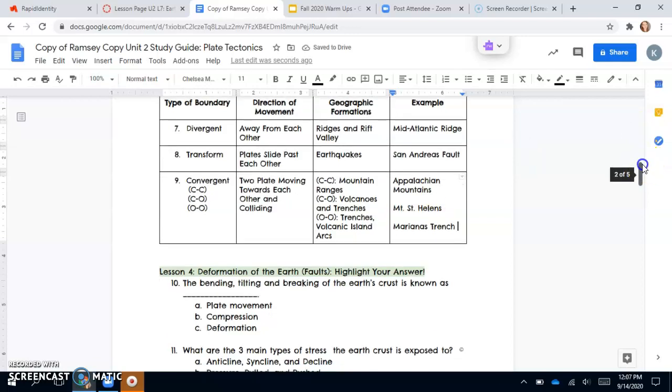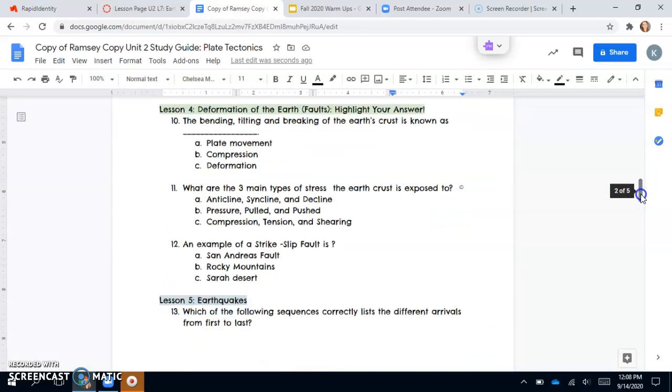Okay, so those are our boundaries we have to know. We have to know the difference between divergent, transform, and convergent. And then we also need to know the difference between these convergent boundaries as well. Remember, oceanic crust is always subducted underneath continental crust. And then at oceanic boundaries, one of the plates will be subducted beneath the other to give us those volcanoes.